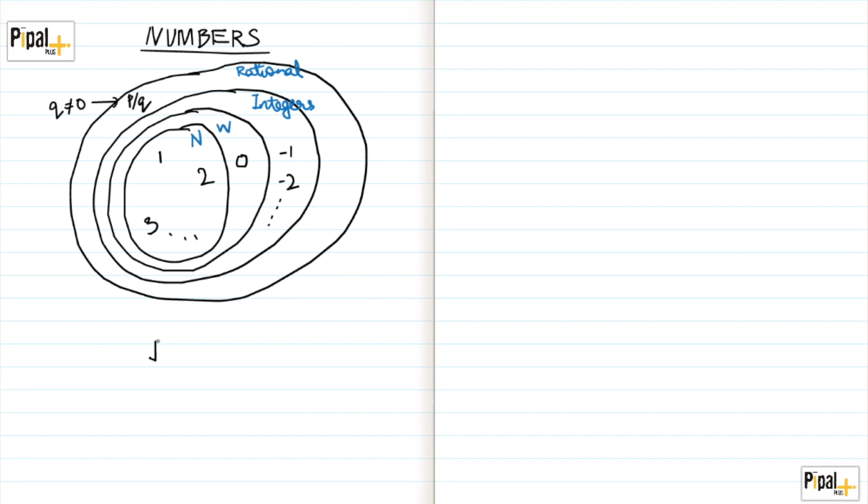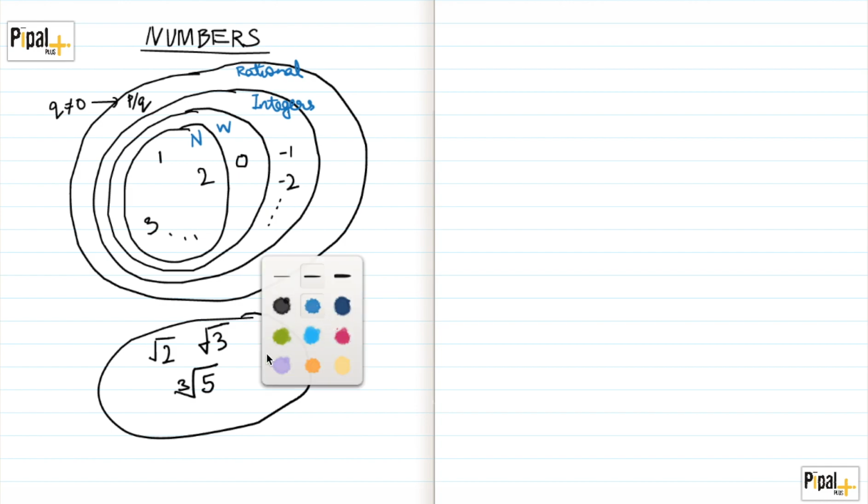However, with increasing sophistication, we came up with even more sophisticated computations like finding the under roots and all, right? So all of those numbers which cannot be expressed as fractions, under root 2, under root of 3 and so on, cube root of 5, all of these complicated numbers, they became irrational numbers.